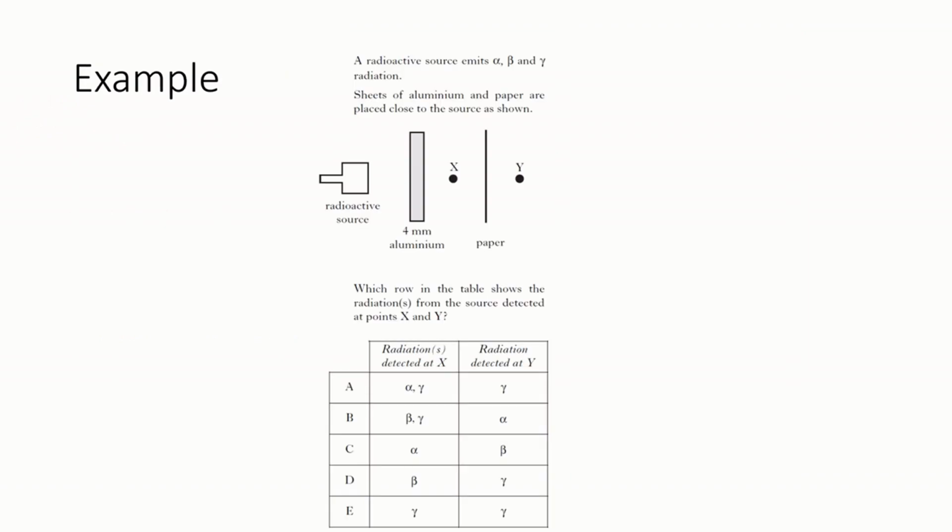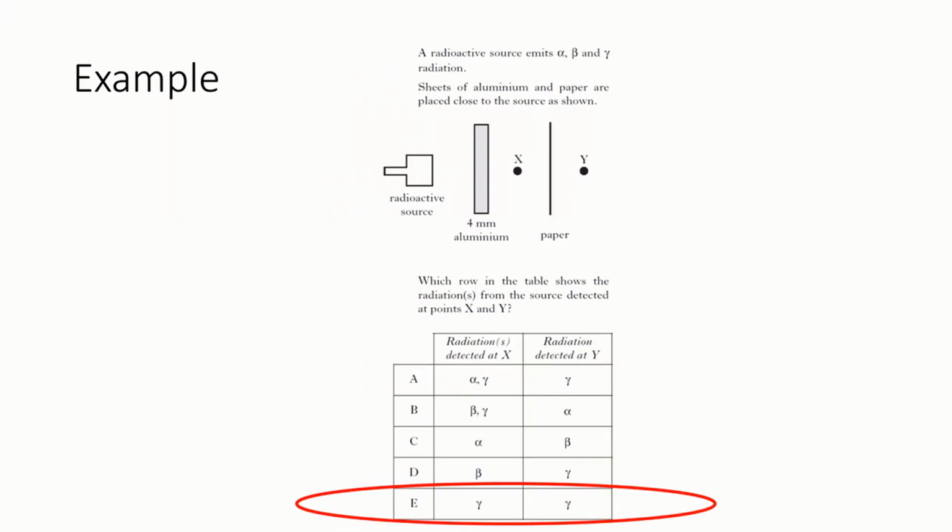Only one example for you today. A radioactive source emits alpha, beta and gamma radiation. Sheets of aluminium and paper are placed close to the source as shown. Which row in the table shows the radiations from the source detected at points X and Y? Pause the video, think about what answer you would select. So your answer here must be E, gamma and gamma.